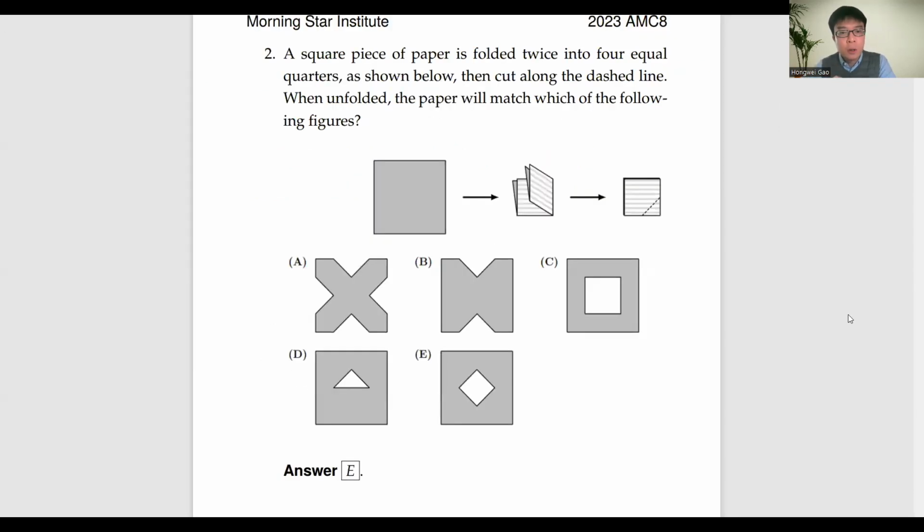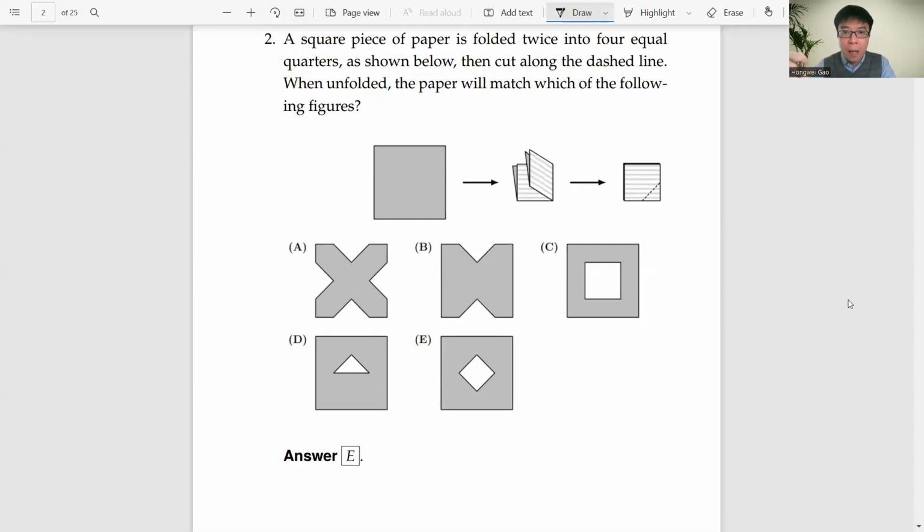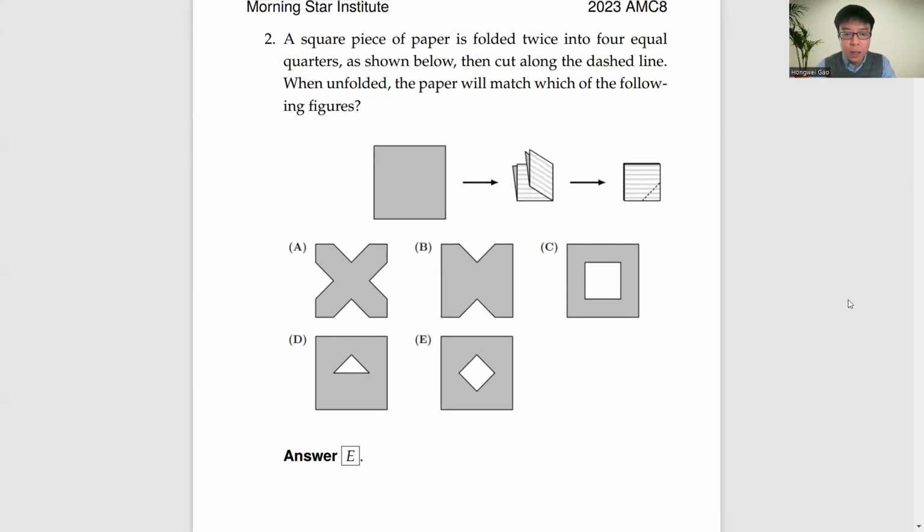Question 2. A square piece of paper is folded twice into 4 equal quarters, then cut along the dashed line. When unfolded, which of the following figures will match the result? So we notice that the paper was folded along 2 lines. One is the horizontal line that cuts this paper symmetrically, upper part and lower part. The second line is the vertical midline that makes the paper symmetrical from left to right.